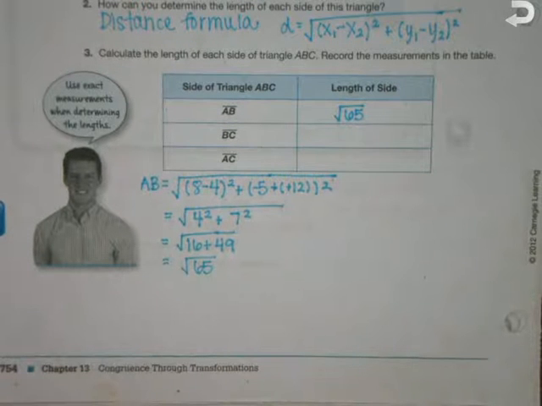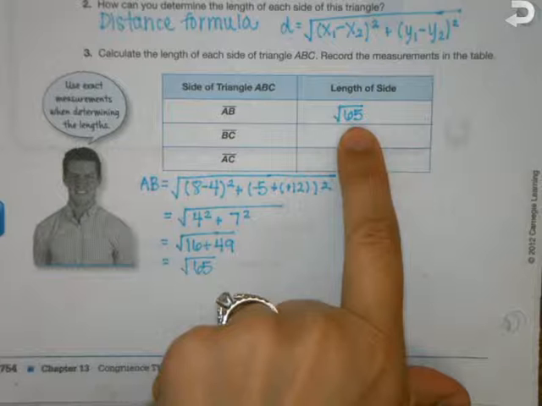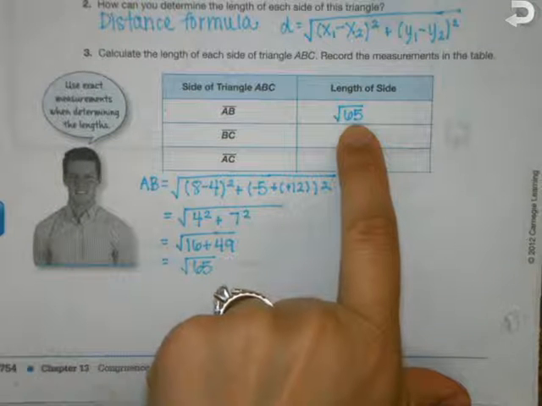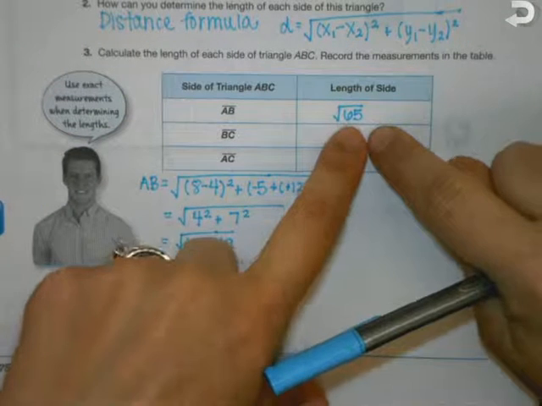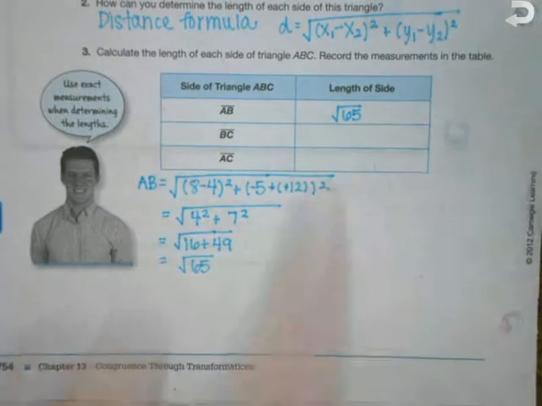For the homework, I want you to leave it that way because when we plug it into a calculator, it actually gives us an approximation. Remember, it gives us the decimals and we round. I want exact measurements. So square root of 65 is the exact measurement. Okay.